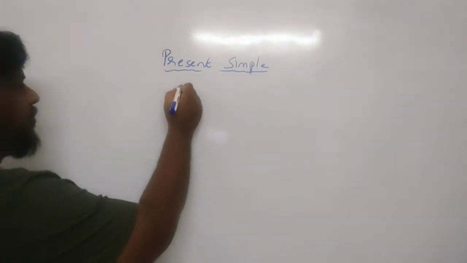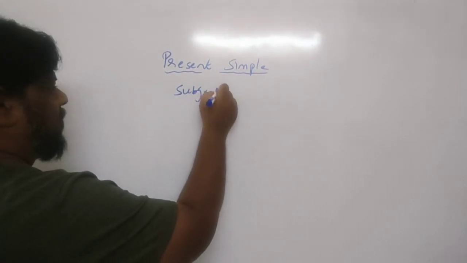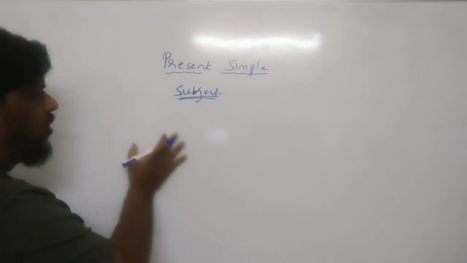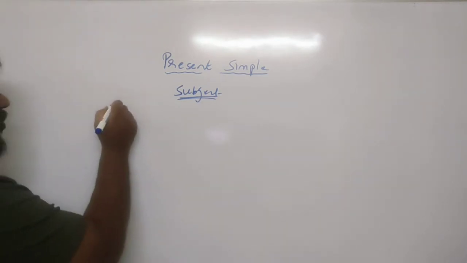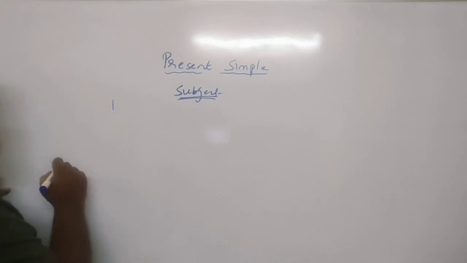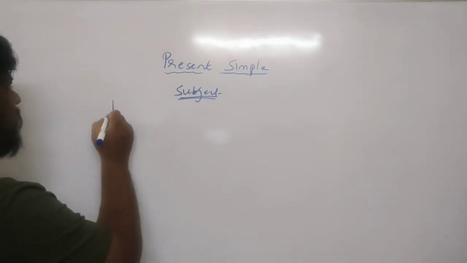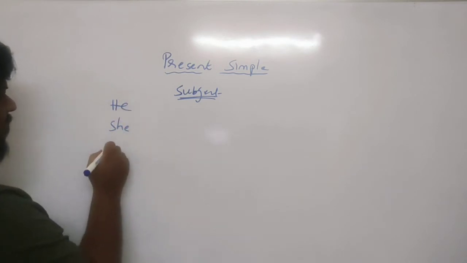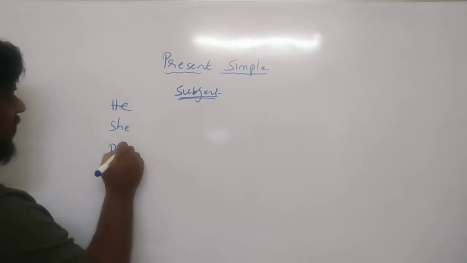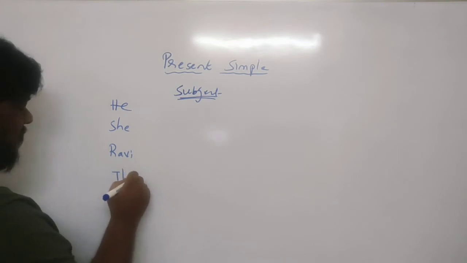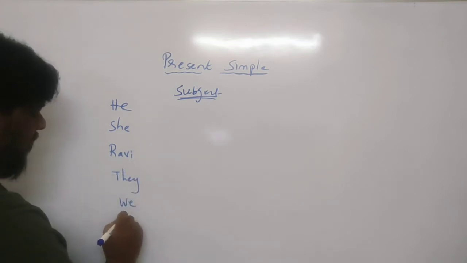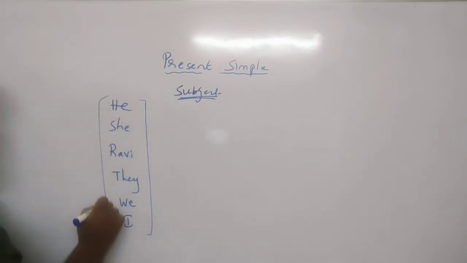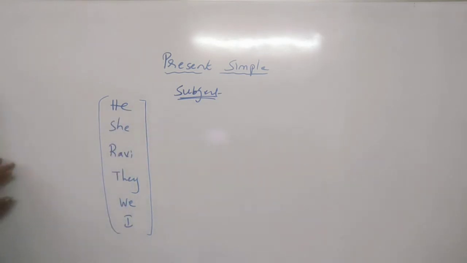Now, what are the subjects we are going to use? That means the person, right? Or what is subject and predicate, right? We are going to use 6 different subjects in this learning of the tenses. First, we will learn about he, and then we use the subject she, then the subject Ravi, and then they, we, I. These are the different subjects we are going to use, and we are going to frame sentences on these particular things, right?